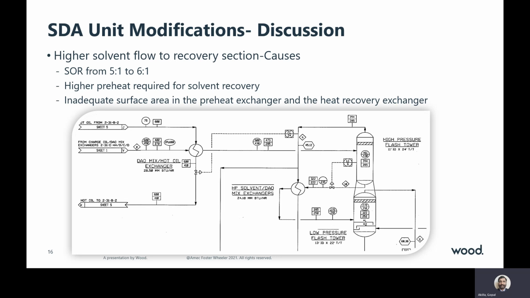Now, we'll talk about the hydraulic limits. Higher solvent flow to recovery section causes, earlier the design was 5:1, now we increased to 6:1. Higher preheat required for solvent recovery. So the RDC column overheads will flow through this preheat exchanger to the HP flash drum on the right hand side. Inadequate surface area in this preheat exchanger and the heat recovery exchanger. These are the two exchangers shown that are limited.